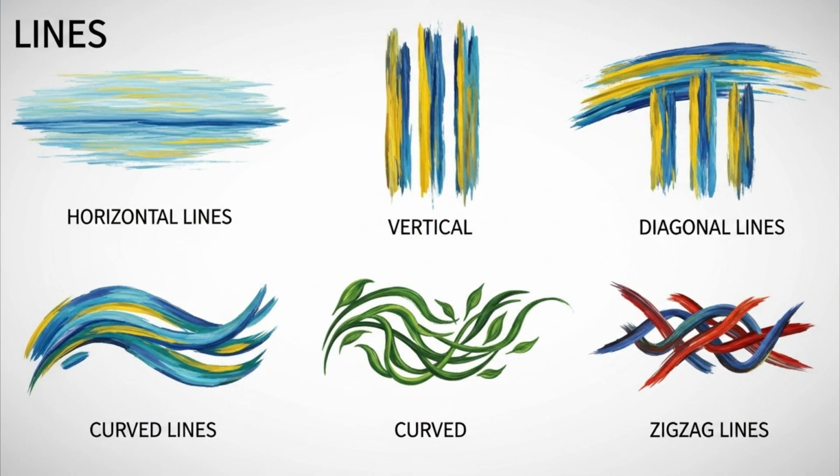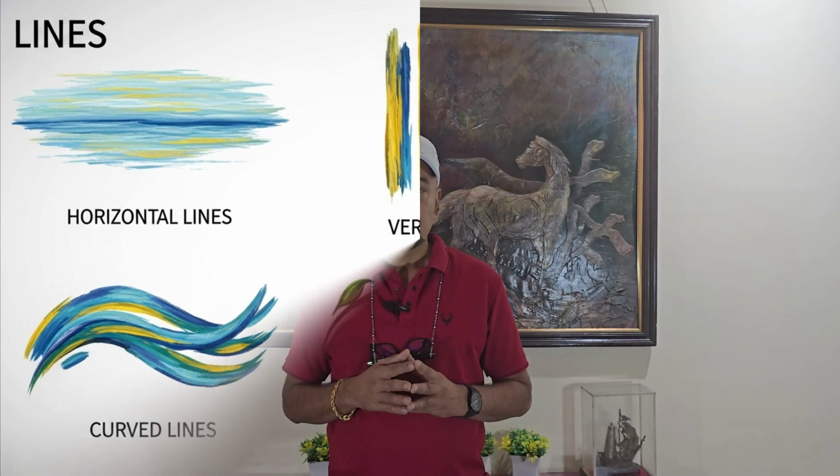First, I am coming to line. Let's begin with the simplest and most powerful element, that is line. Line is a mark with more length than width. It defines shapes, guides our eyes, and can even suggest movement or emotion.